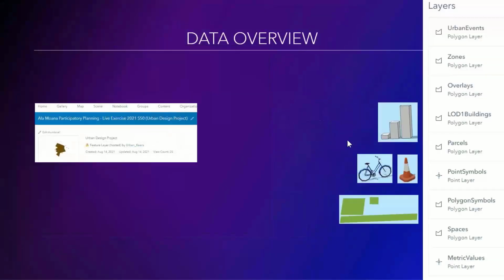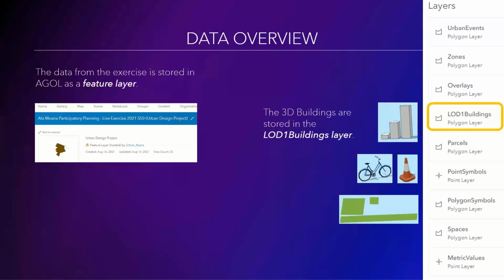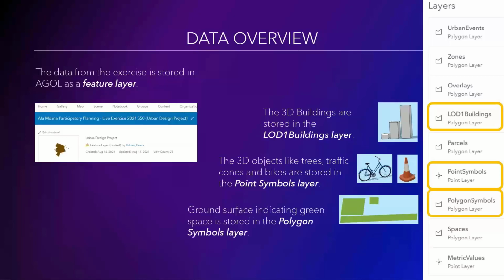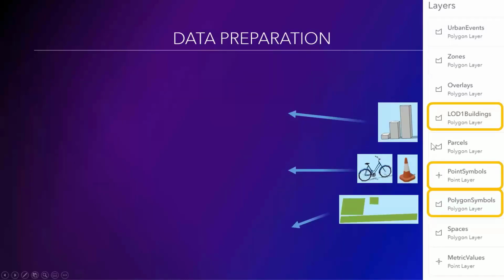In ArcGIS Online, we'll find the data from our workshop in the project's feature layer. Within that feature layer are the layers you see to the right. The 3D buildings are in the LOD1 buildings layer. The 3D objects, like the bikes or traffic cones, are in the point symbols layer. And the ground surface polygons are in the polygon symbols layer. We have just a little bit of data prep to do in ArcGIS Online to get our data ready for the analysis.